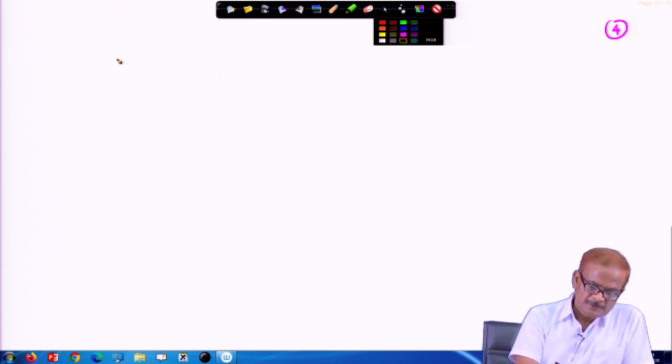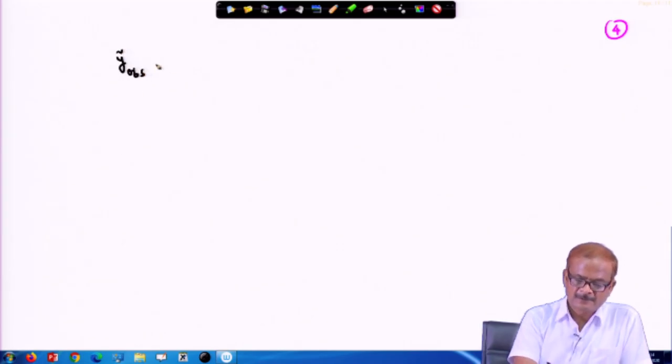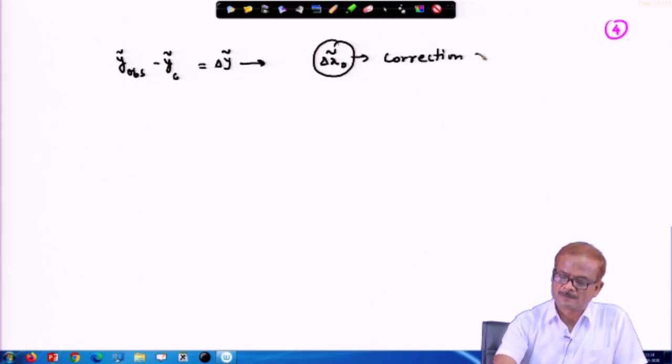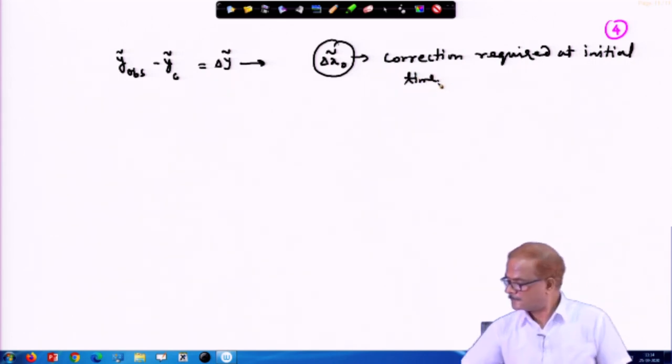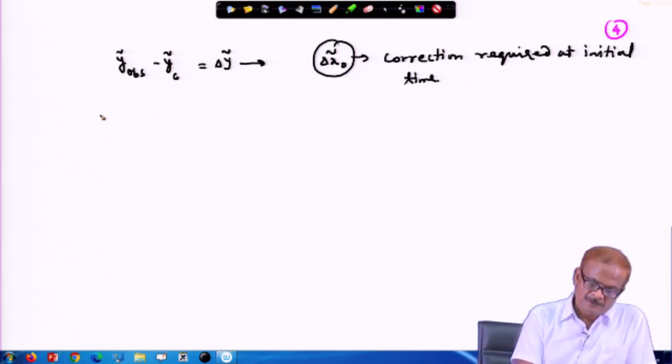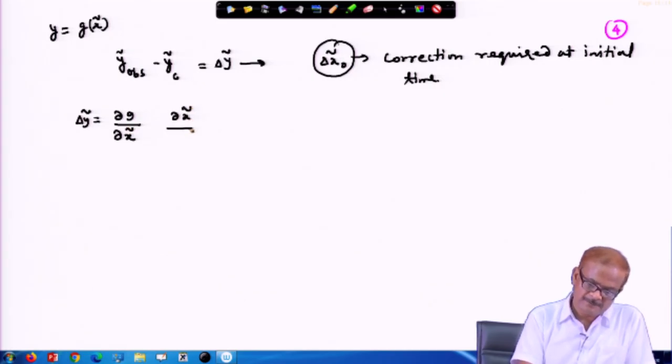Therefore, the question is that y observed is available, and from there if we subtract this y calculated, this is delta y. Using this, can we determine delta x tilde 0, which is the correction required at the initial time? This is the question we have to address here. So, this delta y, because y has a relationship given like this, y equals g of x tilde, therefore delta y tilde we can write as dou g by dou x tilde times dou x tilde by dou x 0 tilde times delta x 0 tilde. This is using the chain rule.